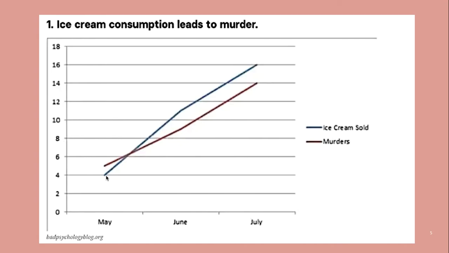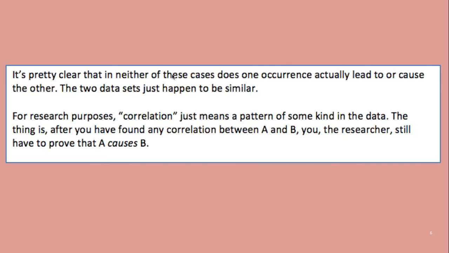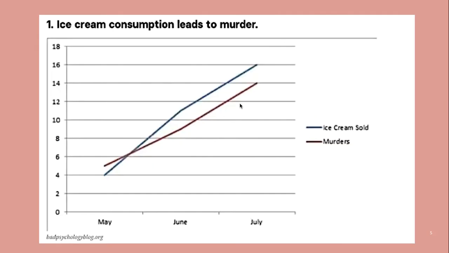Interestingly, we also see that the number of ice cream portions sold rises as well. So it's logical, right, to assume that ice cream consumption leads to murder. Well, no. It's pretty clear that in this case, one occurrence does not actually lead to or cause the other. The two data sets just happen to be similar. We have two data sets here, ice cream sold and murders.